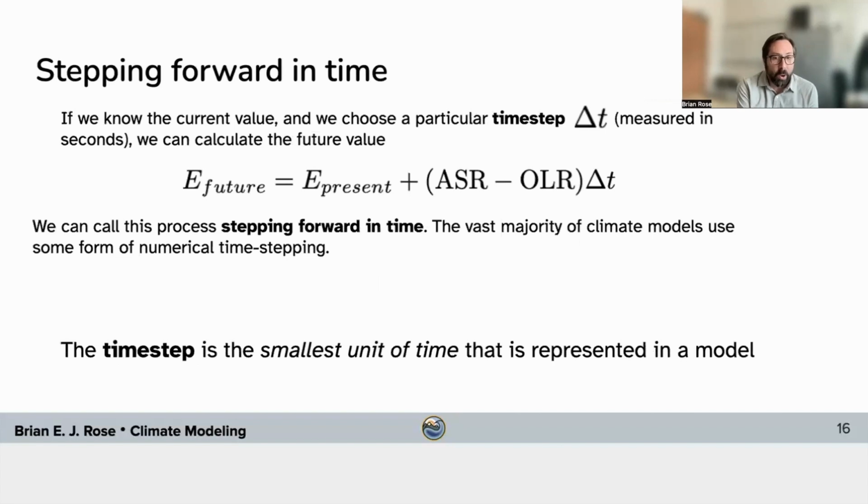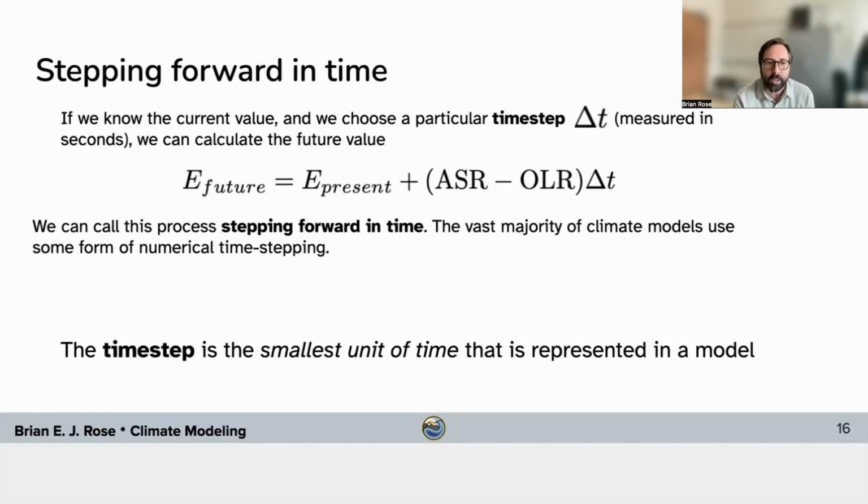Okay, so if I know those things and I make a choice for delta T, which I'm going to call the time step of my model, typically measured in seconds here, then I can actually plug in my known quantities and make a prediction. And my prediction is specifically for some moment in time in the future, a distance of delta T stepping into the future. So we're going to call this stepping forward in time, or time stepping. And the vast majority of climate models use some form of this kind of numerical time stepping.